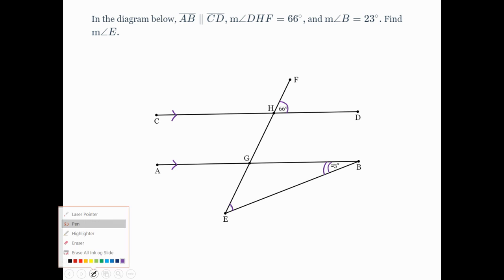And I'm marking it with 3 marks because I don't know what it is yet. It could be that it's the same as one of the other angles, but until we know, I'm just marking it with 3 arc marks. And then let's see what we can do.